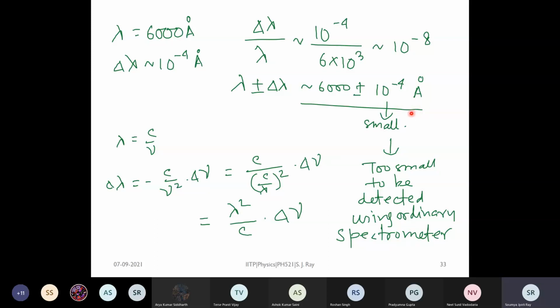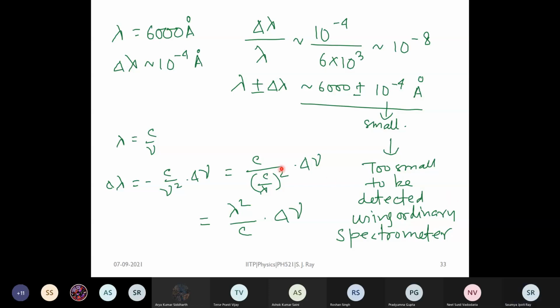So as you see, this value is quite small, because this is almost 10 to the power minus 8 times, which means that this correction, or let's say the change in lambda, or let's say if there is a spectral line which has a wavelength of lambda plus delta lambda, or lambda minus delta lambda, then they are too small to be detected using an ordinary spectrometer. So that is why we usually don't see these corrections, because the value of this correction is very, very small.